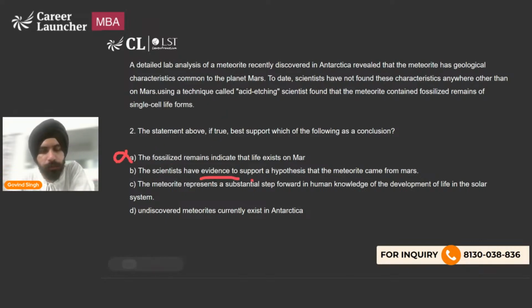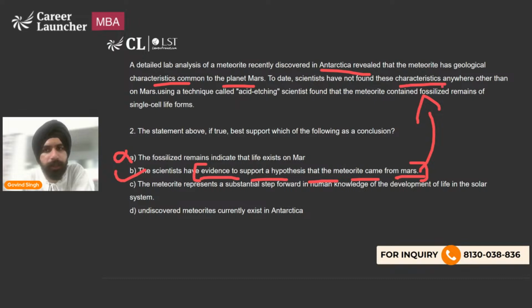Scientists have evidence to support a hypothesis that the meteorite came from Mars. Yes, absolutely. This can serve as a conclusion for this. जिनके पास evidence है to support a hypothesis that meteorite came from Mars. What is the hypothesis? That they discovered it in Antarctica and it had geological characteristics common to the planet Mars. And to date, अभी तक ऐसे characteristics Mars के अलावा कहीं से नहीं मिले. And acid testing से ये तो चलो irrelevant है. But this can be a conclusion for this option that it has a hypothesis which is being supported by the evidence that the meteorite came from Mars.